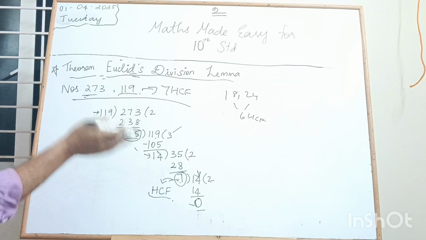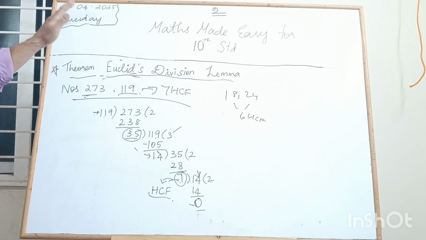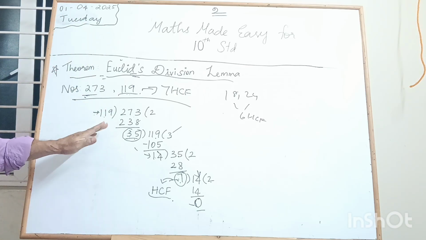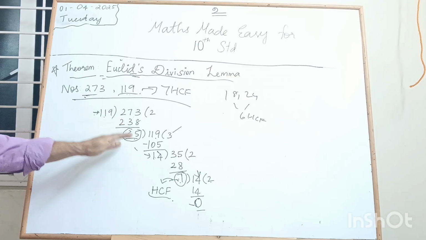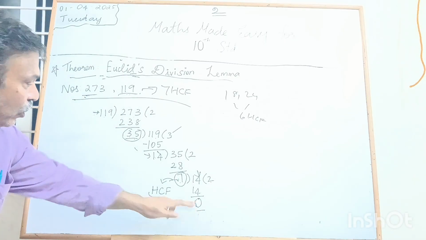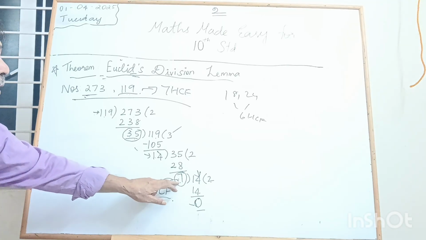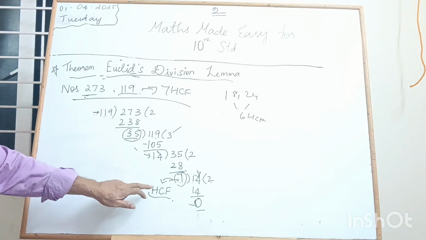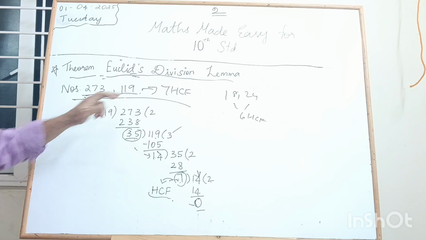This is another method. Can you see and understand this? Very simple. You divide, find the remainder, and when the final remainder is 0, then the last divisor is the HCF. This is the highest common factor of 273 and 119.